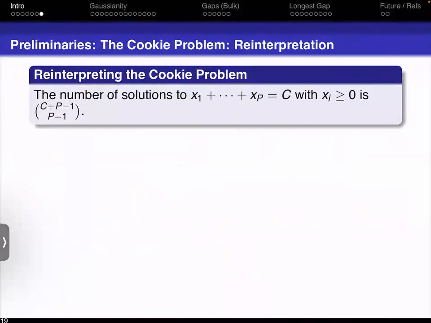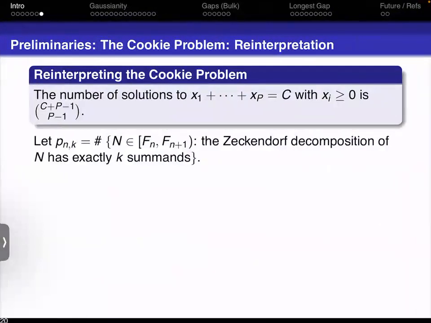All right. Now, in a math research paper, they really won't let you talk about Cookie Monster. So we do it more formally. Imagine we have a bunch of non-negative integers, x1 plus dot dot dot plus xp, that sum to C. How many ways are there to do that? Well, that's exactly the same. It's just that x1 is how many cookies the first person gets, and so on and so on.